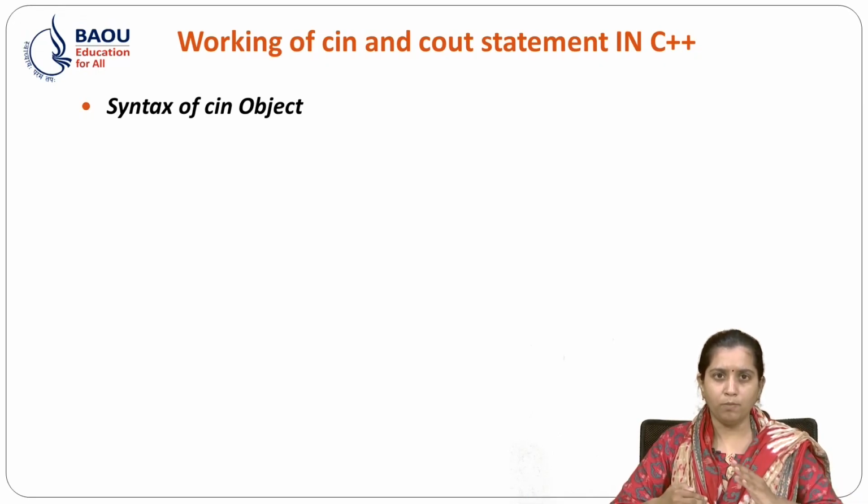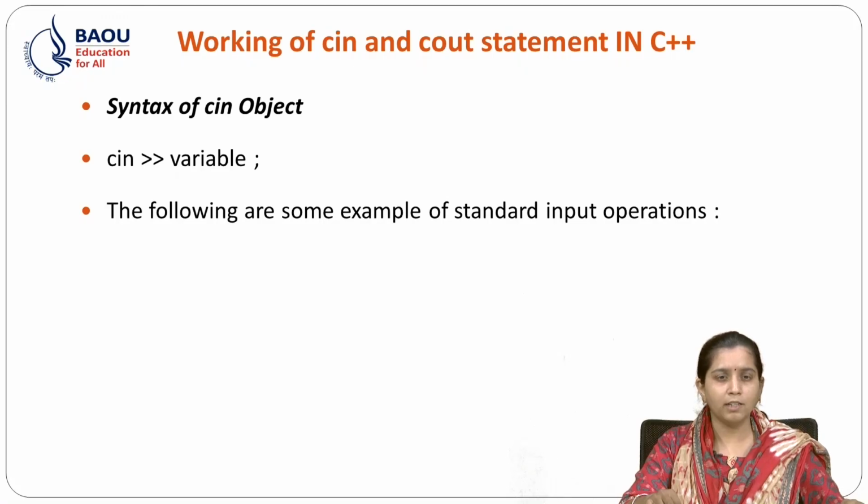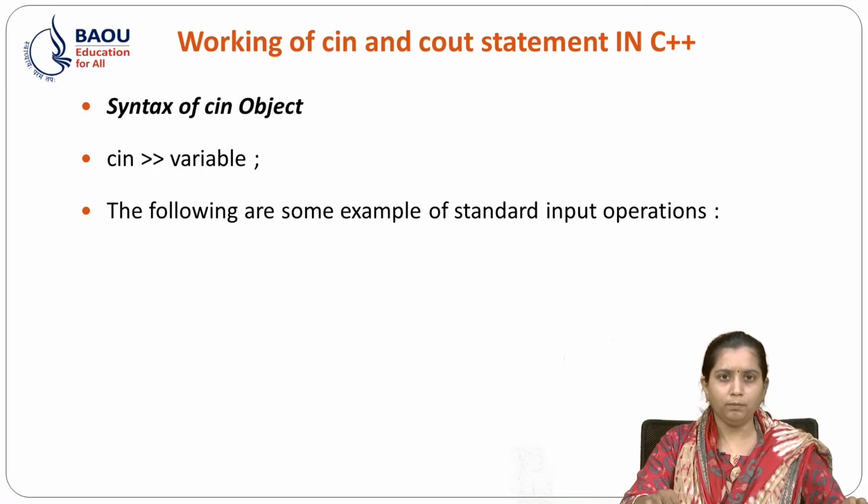The stream objects which are declared in the header file iostream.h. So this is the header file for the cin object and cout object. They are the objects of the iostream.h library. So this is the syntax of the cin object: cin, then the extraction operator, and the variable.